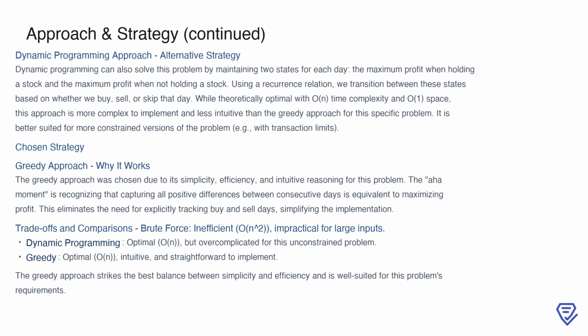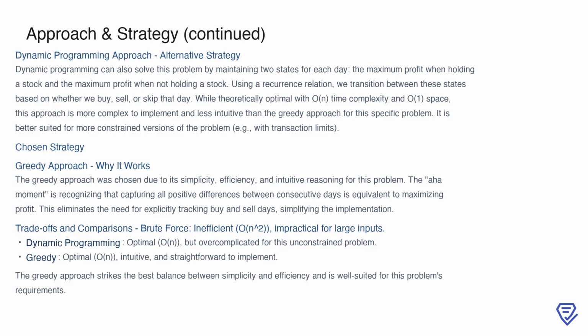Another possible strategy is using dynamic programming. This approach involves maintaining two states for each day: the maximum profit when holding a stock and the maximum profit when not holding a stock. By using recurrence relations, we can determine the transitions between these states depending on whether we buy, sell, or skip on a given day. While this approach is theoretically optimal with a time complexity of O(n) and space complexity of O(1), it is more complex to implement and less intuitive for this particular problem. Dynamic programming is generally better suited for more constrained scenarios, like when there are limits on the number of transactions.